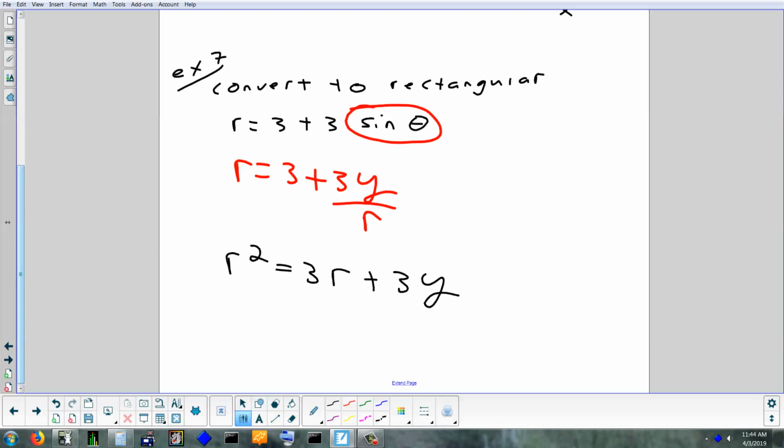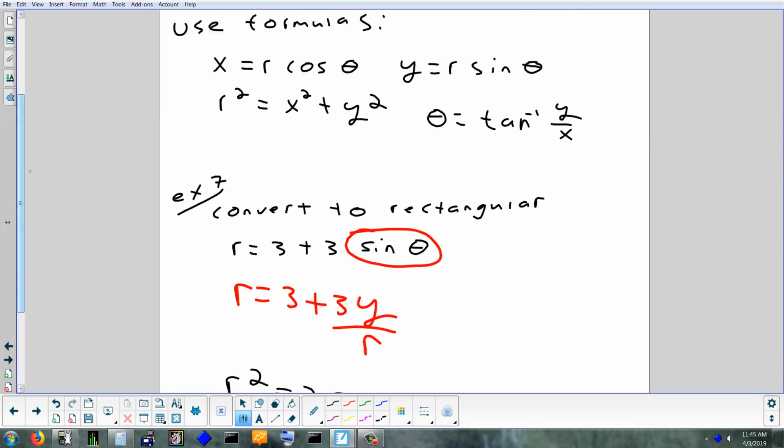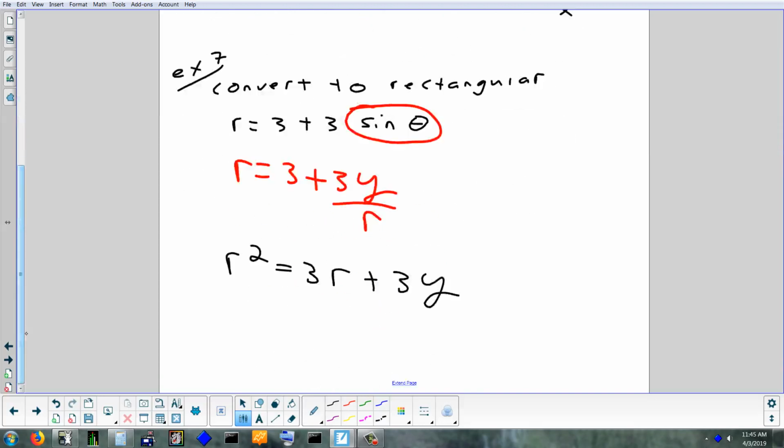The 3y is fine. You can leave that alone. The r squared isn't. Is there anything I can replace r squared with to get rid of it and have just x's and y's? Yeah. X squared plus y squared. Yep. X squared plus y squared equals 3. Now we can't have that r there, but the 3y is fine.